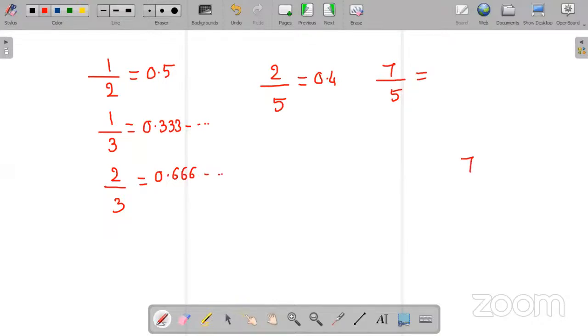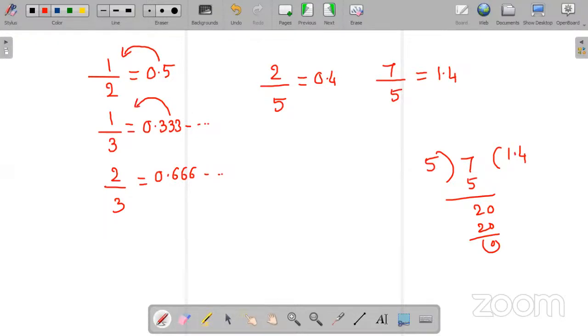So let's take 7 divided by 5. 5 once is 5, remainder 2. 2 cannot be divided by 5, so put the point and 0. 5 times 4 is 20. So this can be written as 1.4. So all rational numbers can be put in decimal expansion form. They are called decimal expansions. A decimal expansion can also be written in rational number p by q form, and vice versa.